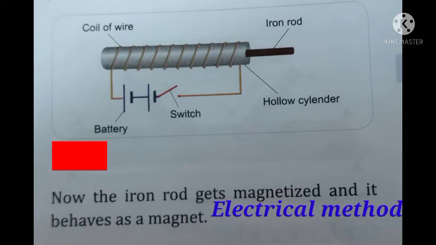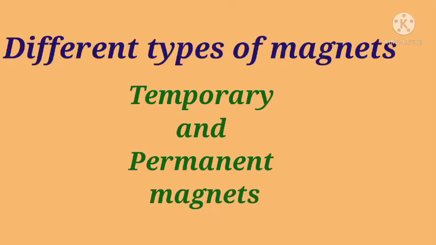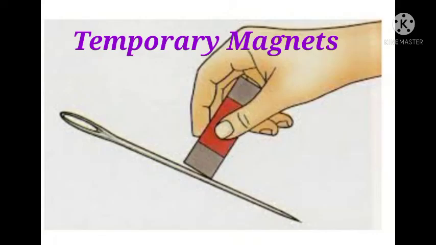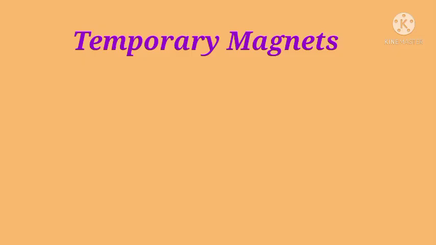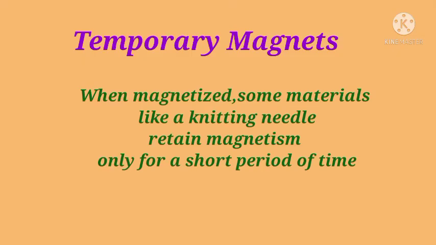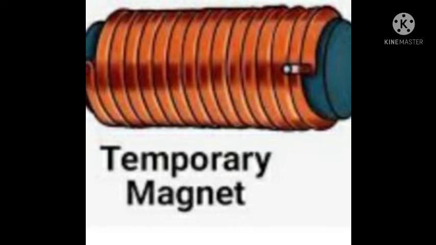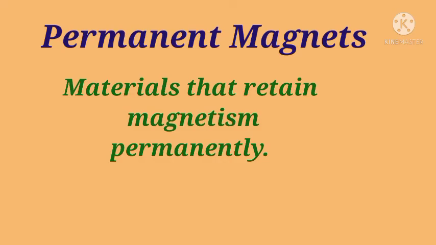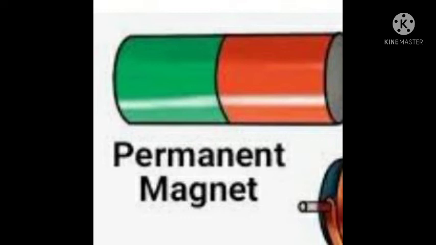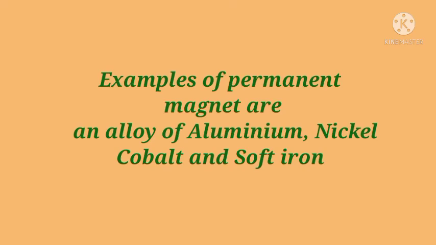Let's see about temporary and permanent magnets. When we magnetize some materials like a knitting needle, they retain magnetism only for a short period of time. So the materials which retain magnetism only for a short period of time are called temporary magnets. Now let's see about permanent magnets. The materials that retain magnetism permanently are called permanent magnets. Examples are materials like alnico, an alloy of aluminium, nickel and cobalt, and steel, which retain magnetism permanently.